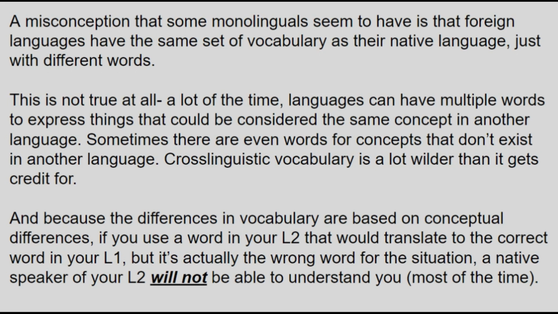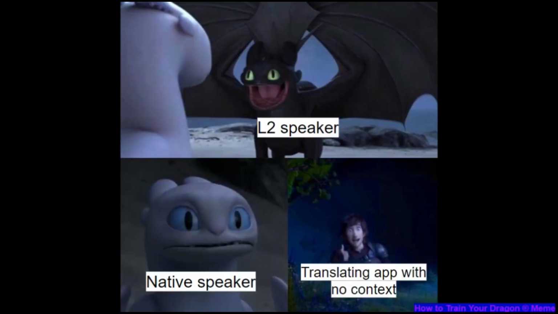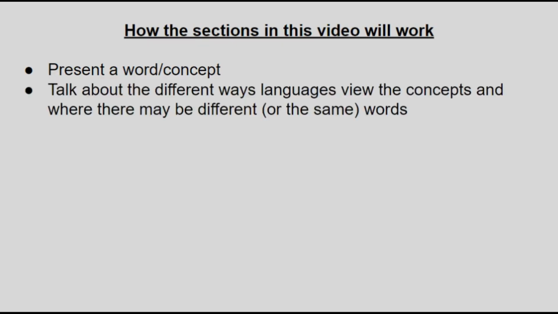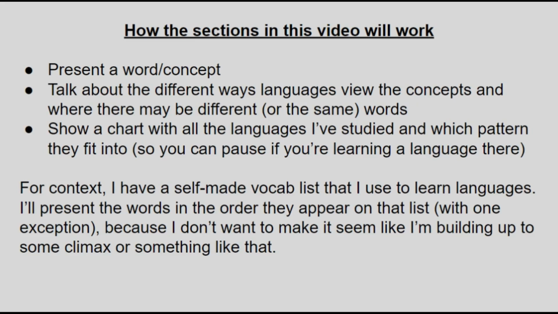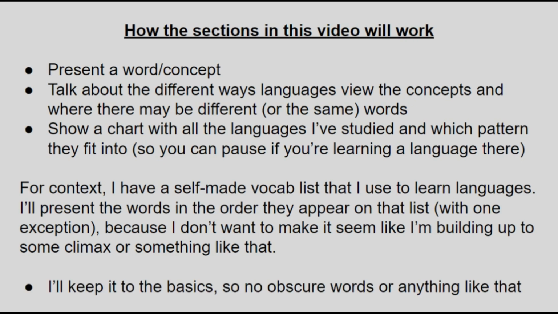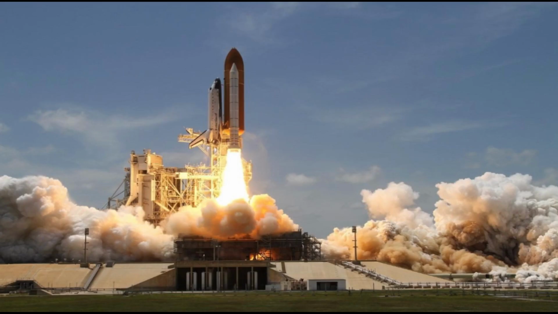Vocabulary doesn't always have a one-to-one correspondence between languages, and this can often cause confusion for native-speaking listeners, resulting in some of the funniest exchanges I've ever had when trying to speak in L2. I'm just gonna present the words and talk about how some languages split them up into multiple concepts and, of course, give examples. The words will mostly be in the order they're written on my personal vocab list, so it's not gonna be in increasing order of importance or anything like that, but I will try to keep it to the more common words and the more common distinctions. With that out of the way, let's go!